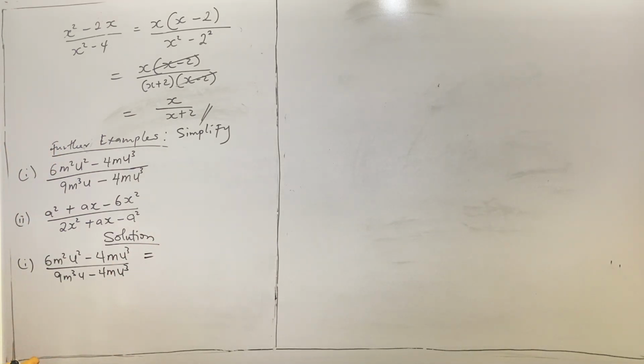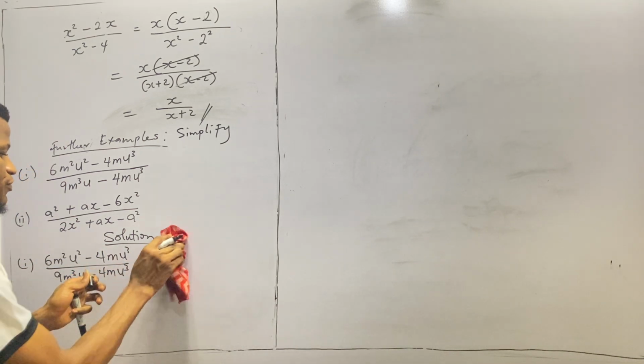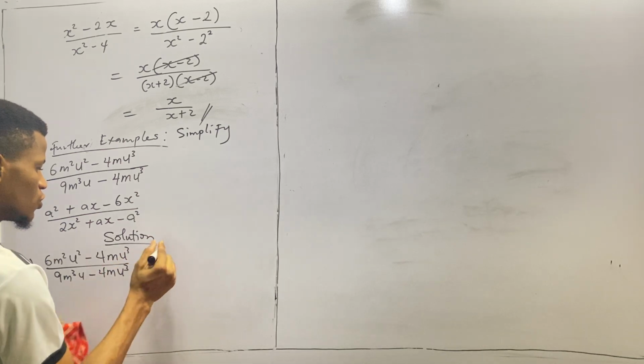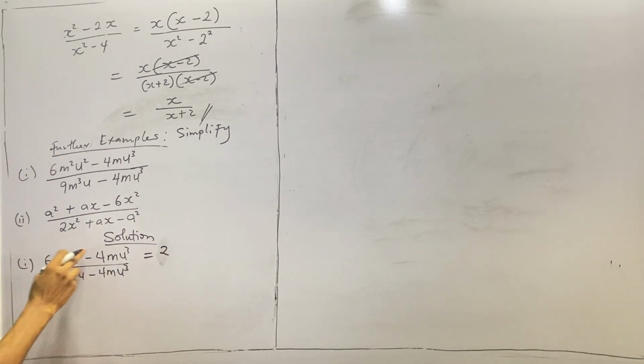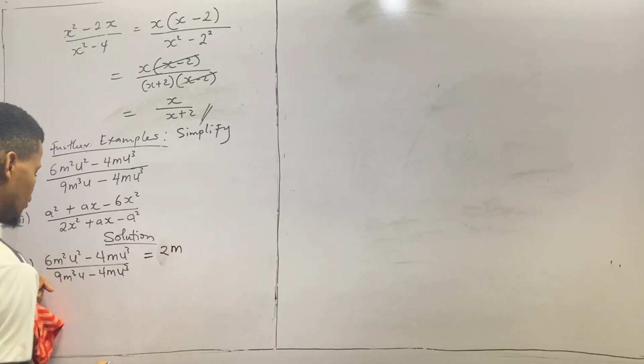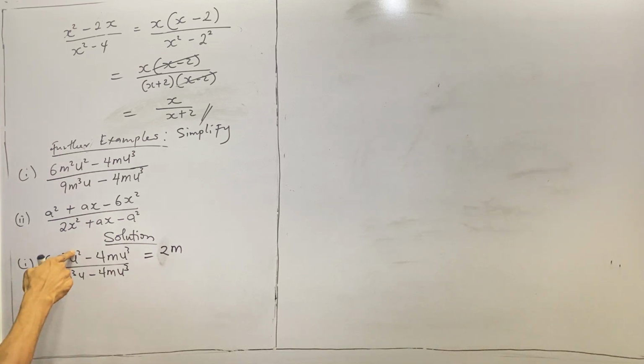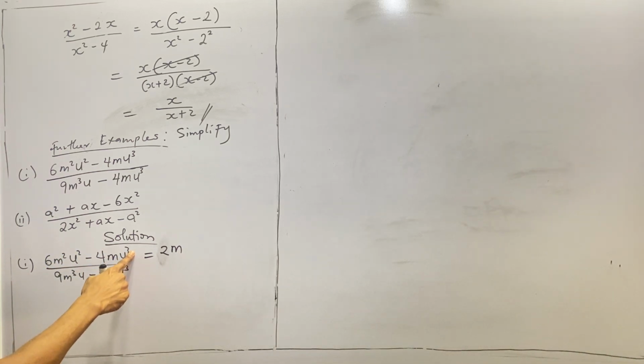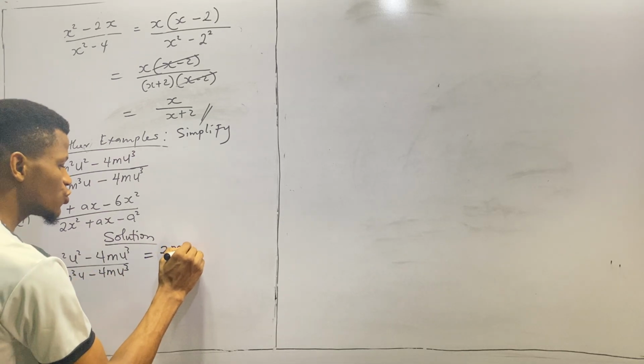Okay, let's check the common factor here. 2 is here, 2 is here. So 2 is one of our common factors. Common factor between 6 and 4 is 2. Then another common factor is m. M is here, m is here. Another common factor is u square. U square is here and u square is here. Of course, u cube is u square times u. So we have common factor of u square.